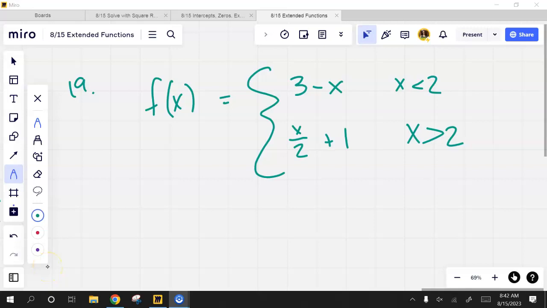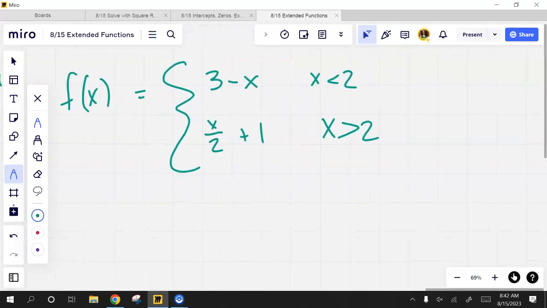Okay, so how do I test it? Because we didn't really talk about this. How do I test to see if it's a point of discontinuity? Put 2 in there and see if it's the same from both sides. But in this case, it doesn't actually include 2.